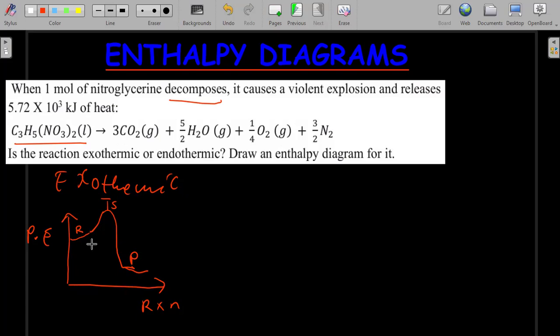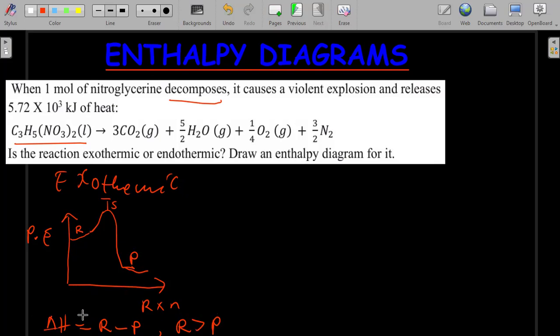Then you have the energy difference between the reactants and the products. The energy difference between the reactants and the products is what we call the change in enthalpy. We are saying the change in enthalpy is equal to the energy difference between the reactants and the products. And for this reaction, you notice that the reactants will have greater energy compared to the products.